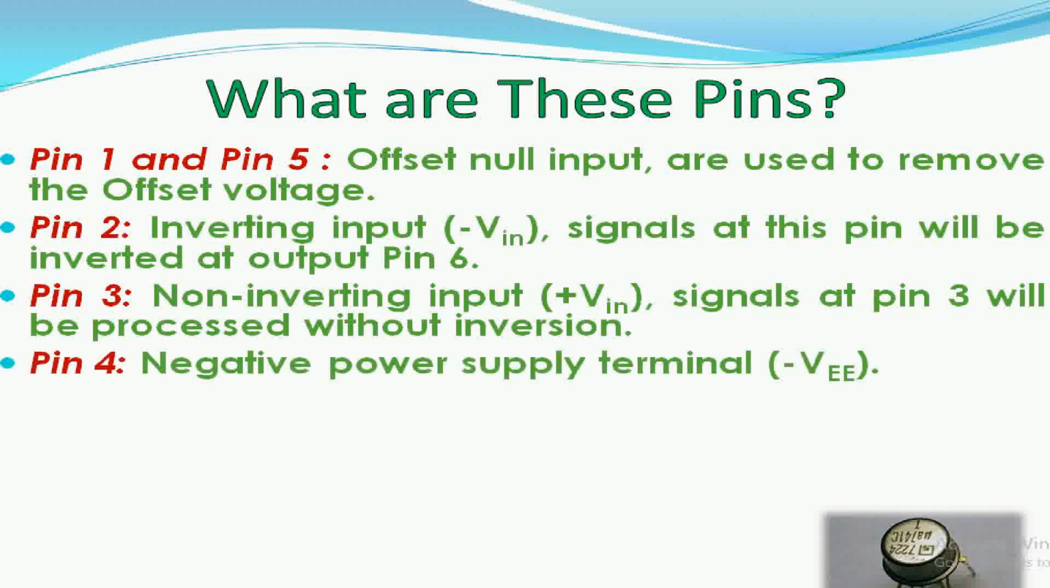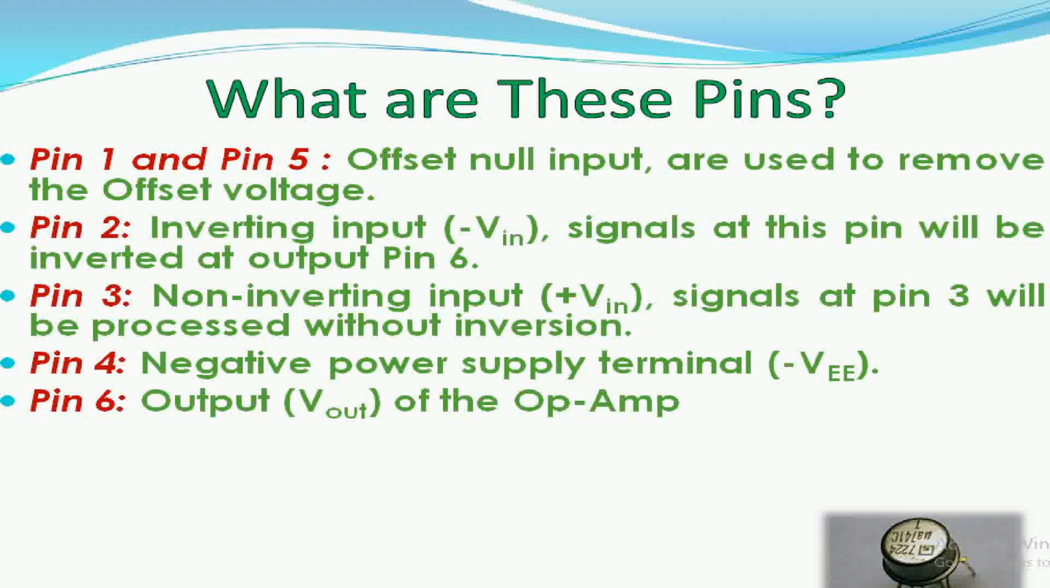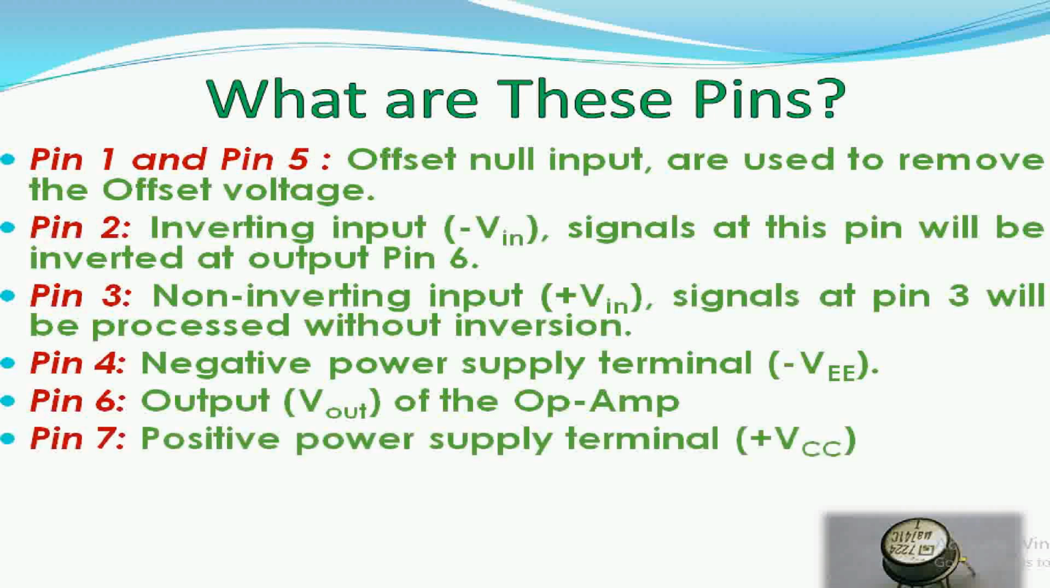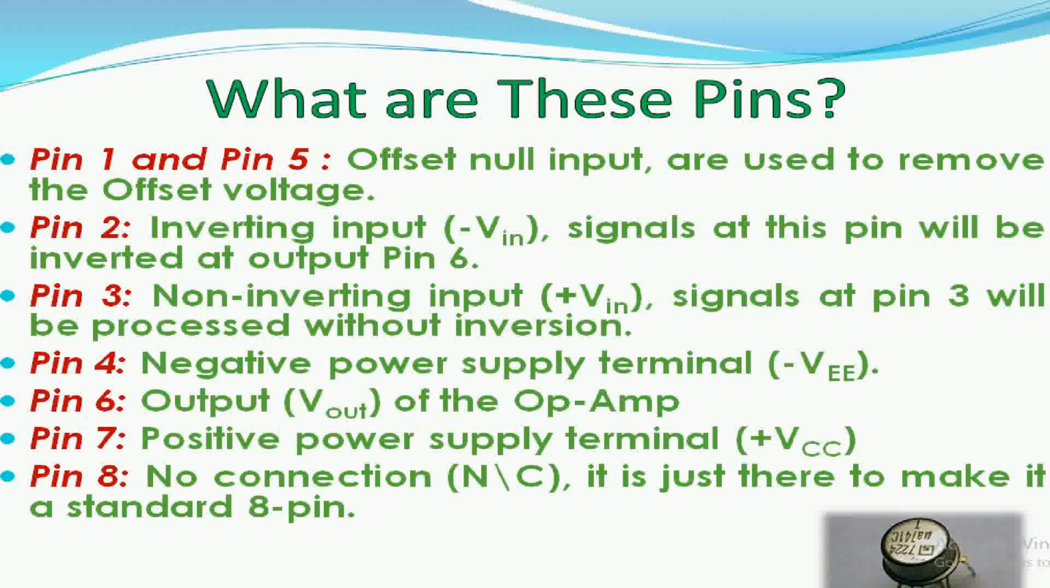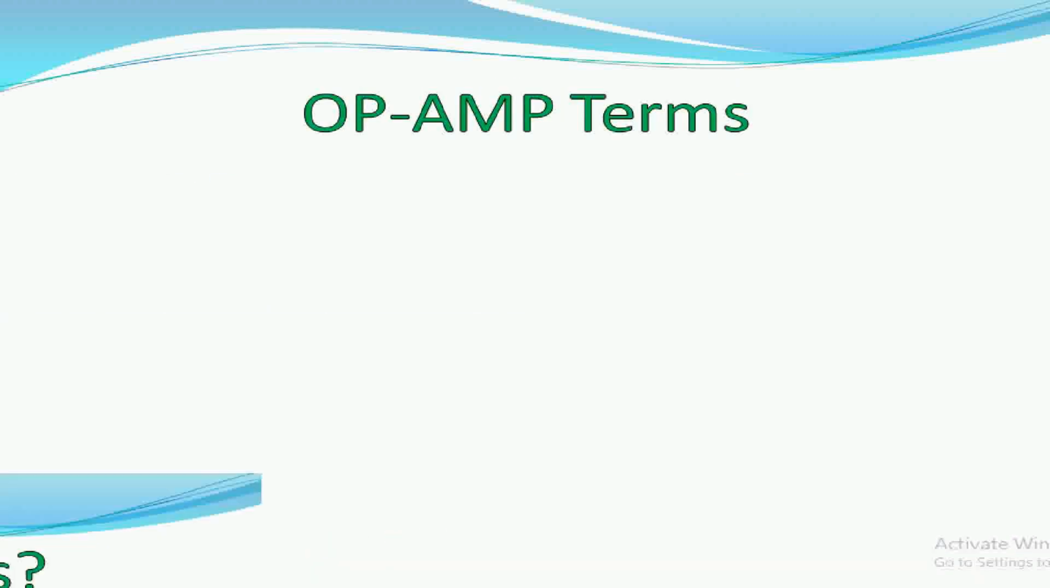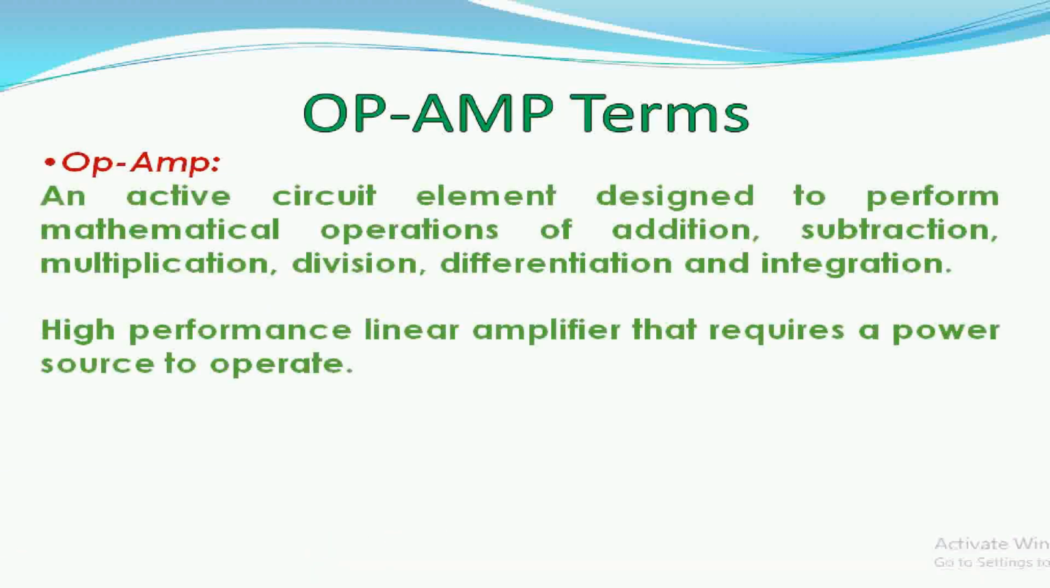Pin 4 is the negative power supply, pin 6 is the output of the op amp, pin 7 is the positive power supply, and pin 8 is no connection. It is just there to make a standard 8 pin op amp. So what is an op amp?